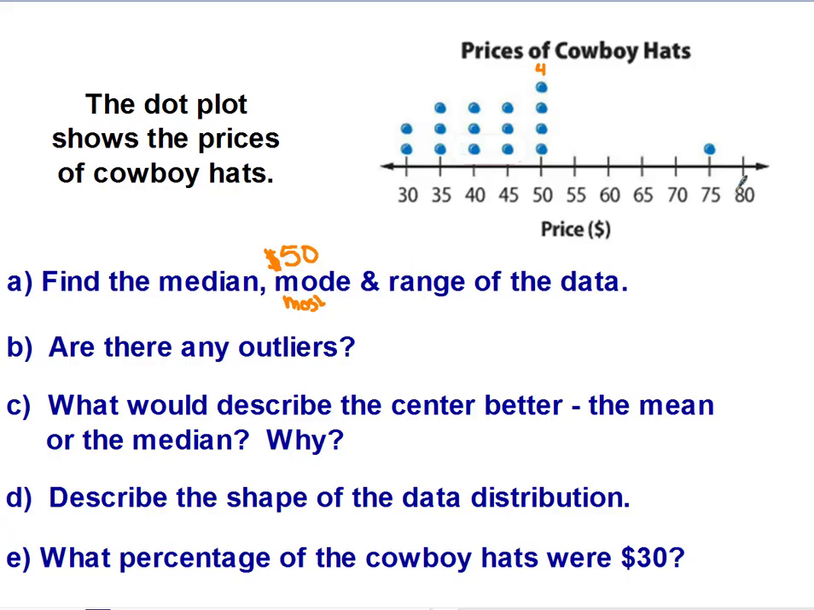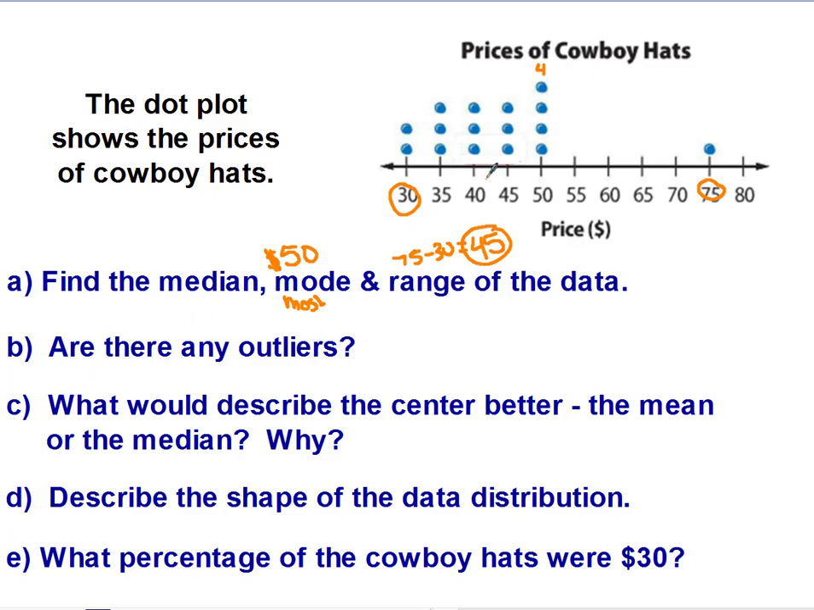Remember, range is going to be subtracting the largest from the least. So 75 minus 30 equals 45. So my range is $45. And now let's find the median.